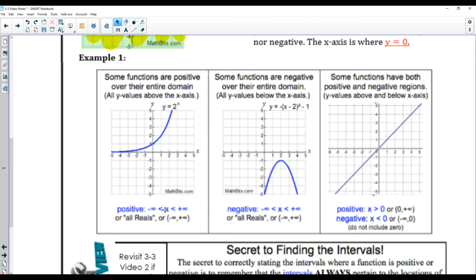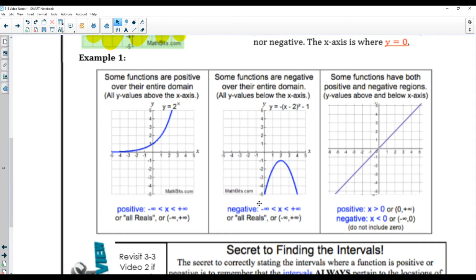You can write that as negative infinity to positive infinity. You can write it as all real numbers, or with any of your notations that you like. But you will use less thans because it never gets to infinity. Some functions may be negative the entire time. If this exponential curve had been flipped over, if I had put a negative in front and reflected it over the x-axis, then I would have had to say that it was negative across its entire domain and never positive.